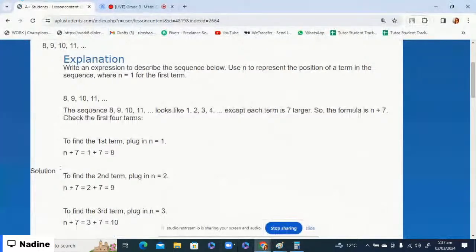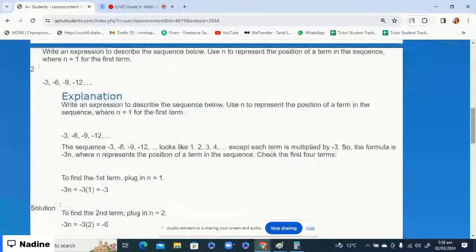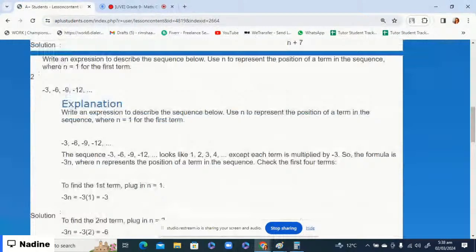Let's do the next part. Write an expression to describe the sequence below.